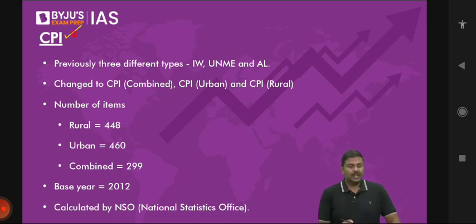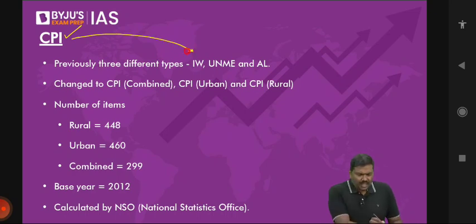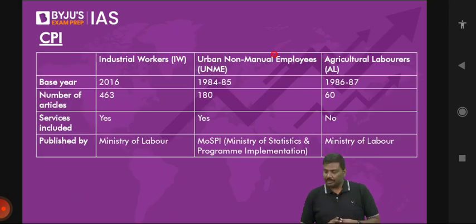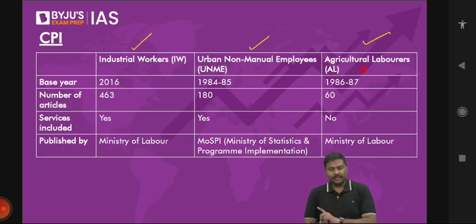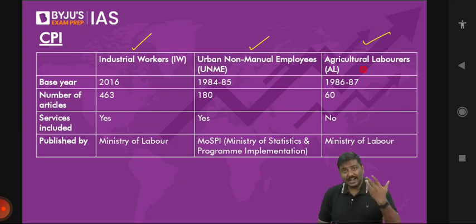Now let me start with the basics here. Earlier we used to calculate CPI under 3 heads: IW, UNME, and AL. Now before you start typing what is the long form of this, please have a look at the table. Industrial worker, that is IW, urban non-manual employees, UNME, and agriculture labor, AL. Please learn this table by heart as well. Questions have been asked earlier, they can be asked even now.